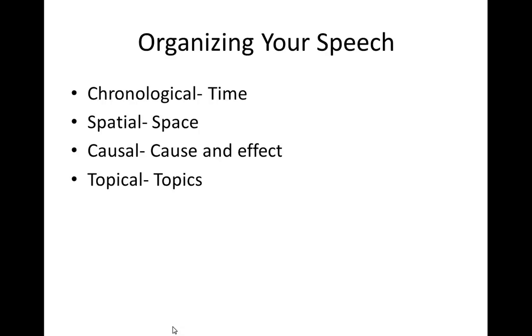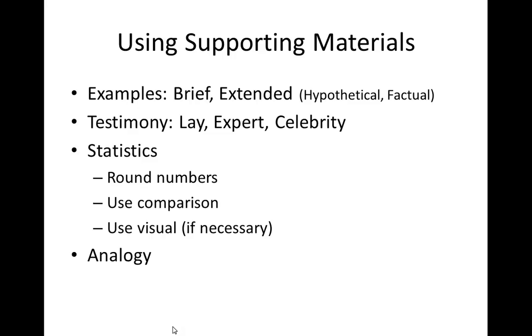Now, basically, if you're not using the chronological, the spatial, or the causal, you are by default using the topical. So let's say that you want to talk about the different types of stress, and then you list the different types. That would be topical. If you want to talk about what causes stress, that would be causal. So the bottom line is that your speech should flow in a way that makes sense to both you and your listeners, and these are the patterns that are typical for the informative.